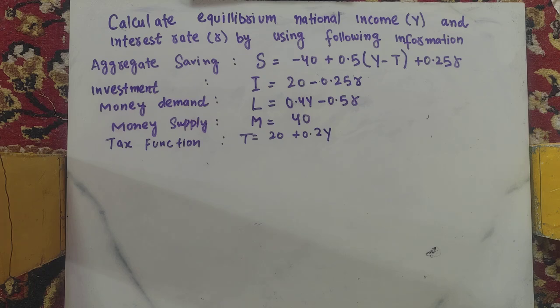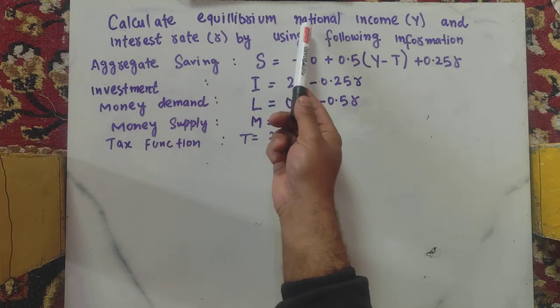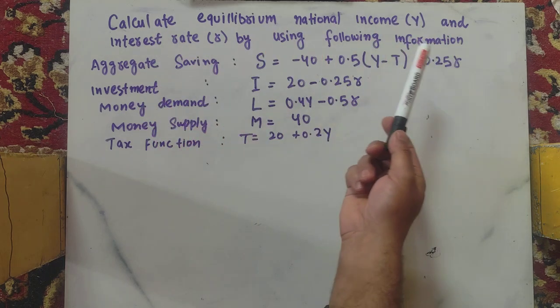In this video, we will learn how to find out the equilibrium national income and interest rate by the given information regarding the savings, investment, money demand, money supply and tax function. The question is: calculate equilibrium national income and rate of interest by using the following information.